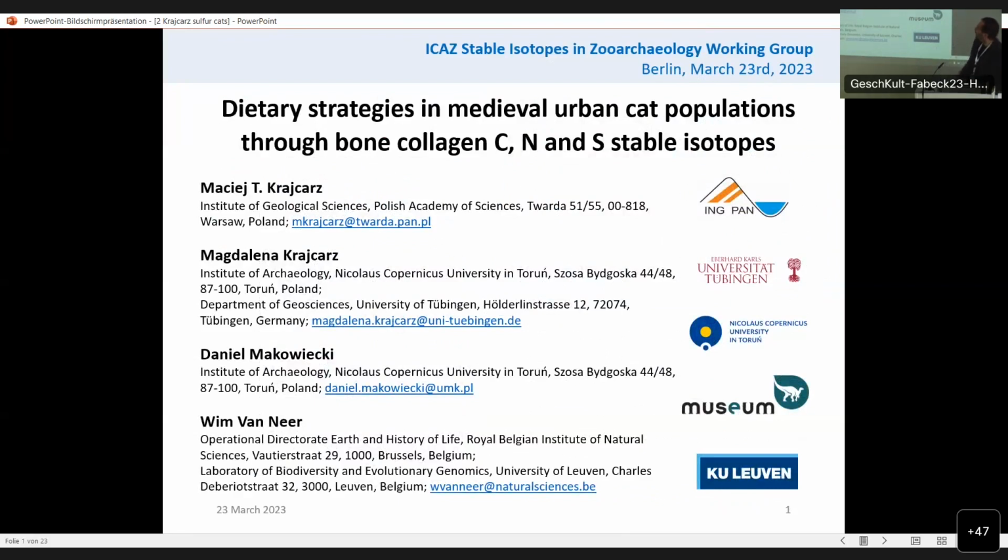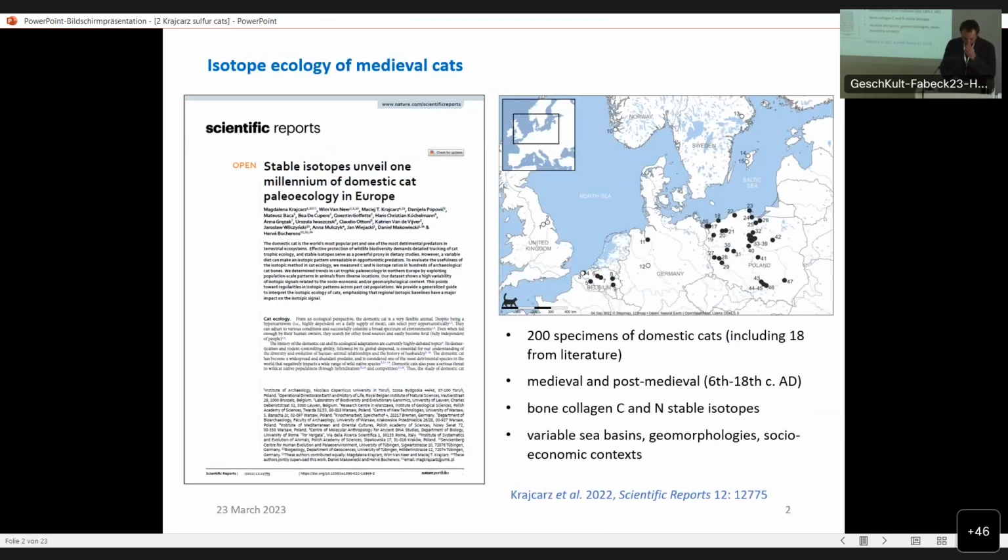Okay, we call this cats medieval, but in fact most of the samples we would like to show you today are from the 15th and 16th centuries. So they are from the very late medieval and very early post-medieval periods. And in this talk, we would like to focus on sulfur and how it is useful. But first, carbon and nitrogen.